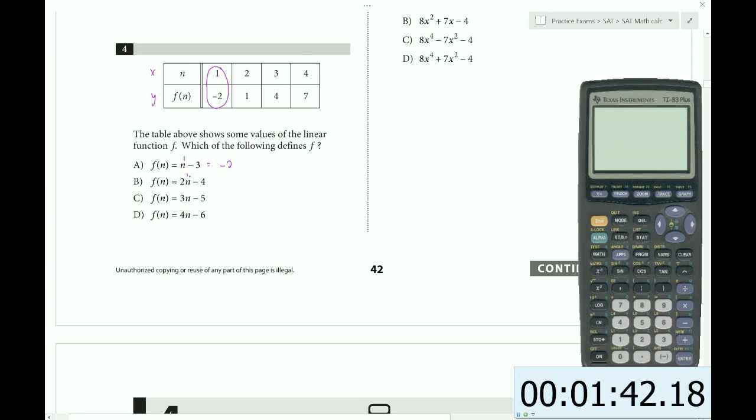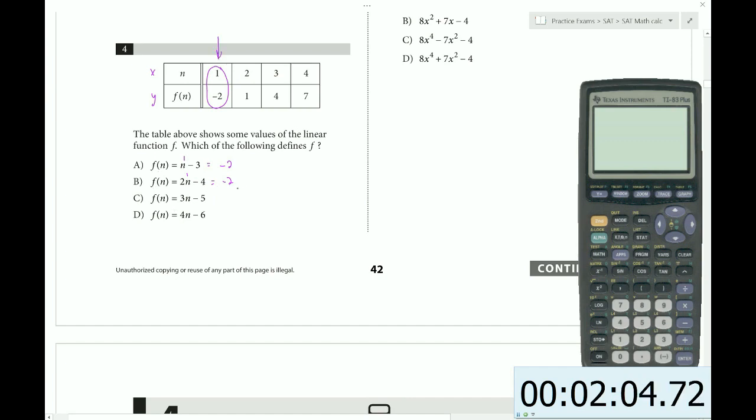2 times 1 is 2, minus 4 is -2. So when I plug in 2, I'm supposed to get -1. But here for choice A, or sorry, let me see something. Hold on. Sorry. Yeah, so what I'm doing here is I'm checking this point for all of the choices.